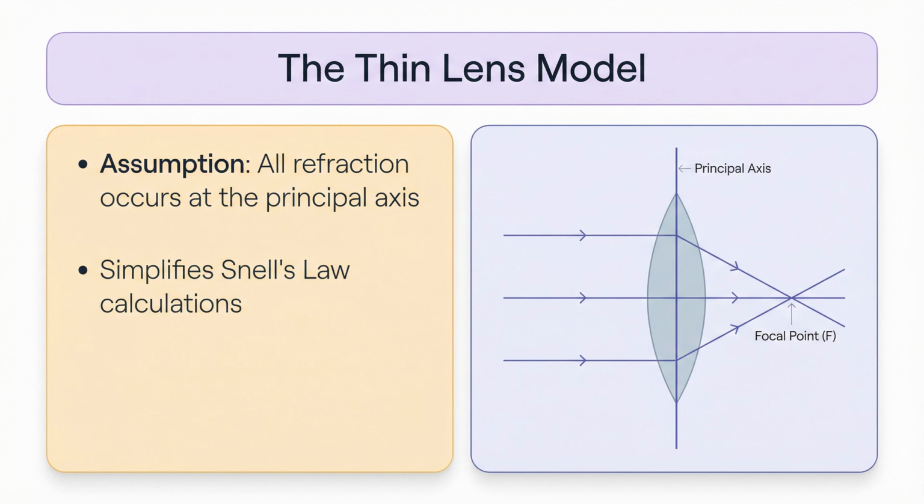Now, in the real world, light bends once when it enters the glass and again when it leaves. That's a lot of math involving Snell's law. So physicists use a cheat code called the thin lens model. We just assume all the bending happens instantly at the center line of the lens. It makes our calculations way cleaner.